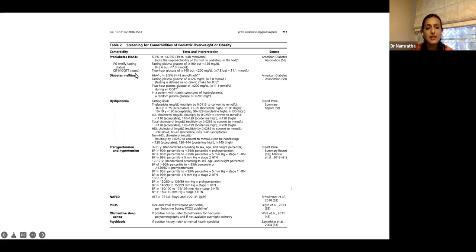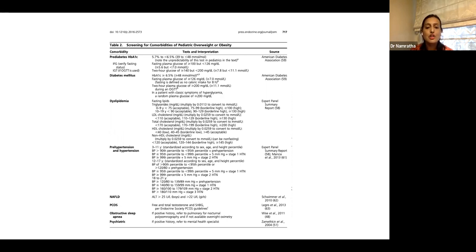So for pre-diabetes, for impaired glucose tolerance, we do an HbA1c or a fasting blood glucose to diagnose pre-diabetes. And if you're frankly suspecting diabetes, then the child may also have to undergo an oral glucose tolerance test, especially in children more than 10 years of age. For dyslipidemia, fasting lipids is recommended. Various cutoffs are provided. Triglycerides in less than 10-year-olds should be less than 100, and LDL cholesterol should be less than 130.